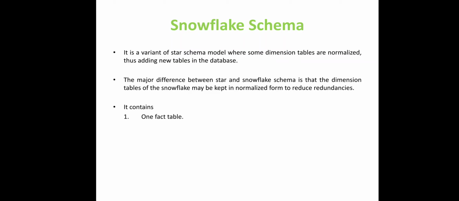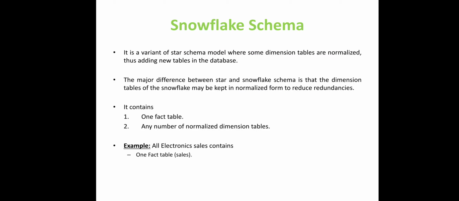Again, it will have a single fact table, known as the central table. With that we can have any number of normalized dimension tables. The word normalized is very important, and we have a number of normalized dimension tables in this snowflake schema. We are going to see the same example of All Electronics sales, which contains one fact table and different dimension tables. In the previous star schema example, we saw 4 dimension tables. Now, we are converting those 4 dimension tables into 6 normalized dimension tables.